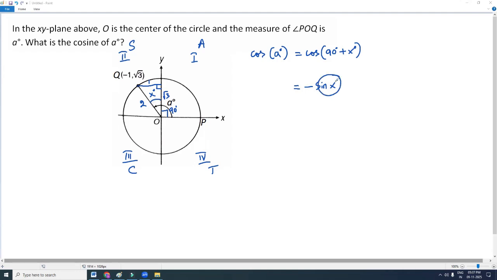Our aim is to get the value of sine x degrees. According to SOH CAH TOA, for sine x, we have opposite divided by hypotenuse. Okay, when I consider the angle measure x degrees, this is the side which is opposite to this angle. So the length of the opposite side is 1 and the length of the hypotenuse is 2. Here I got the value of cosine of A degrees, that is -1/2.